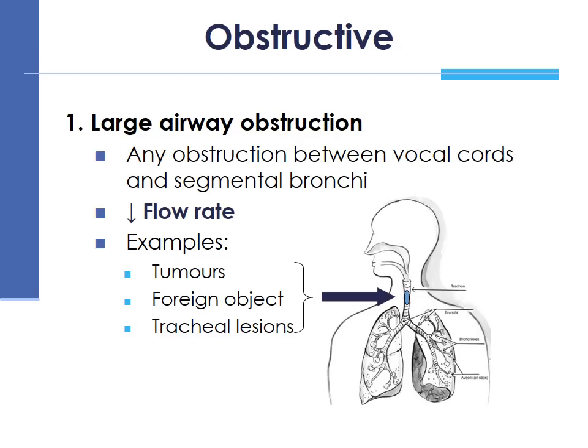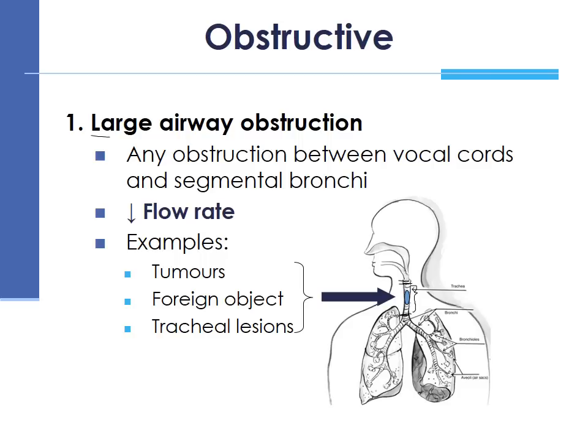Next, we look at the obstructive abnormalities. Obstructive diseases are further subdivided into large airway obstructions and small airway obstructions. We start off by looking at large airway obstructions. This is defined as any obstruction between the vocal cords and the segmental bronchi. Any obstruction taking place in this area over here is considered to be a large airway obstruction.